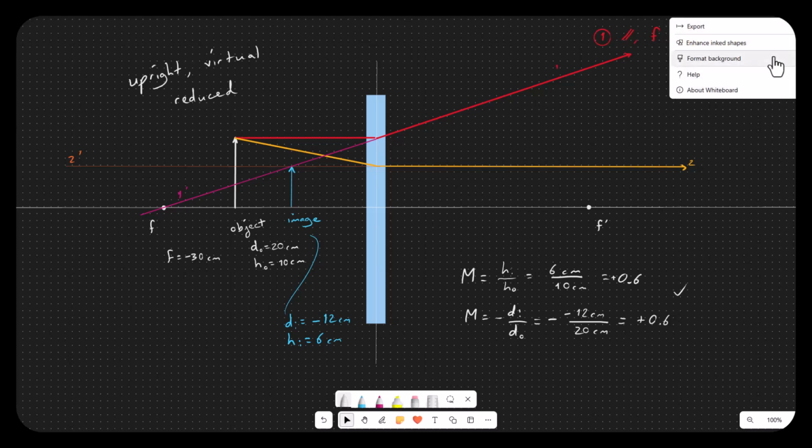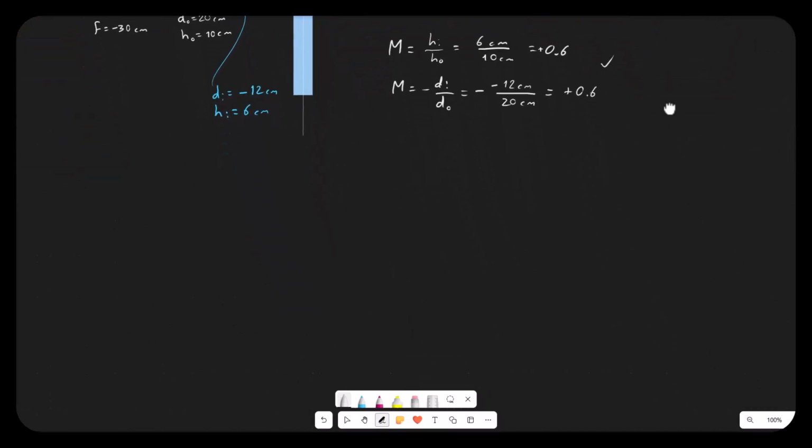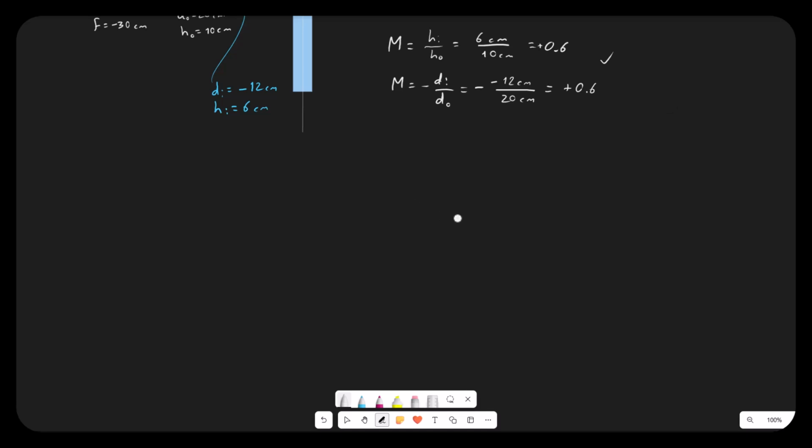So some summary. And let me get rid of this background. In summary, for a concave lens, I'm always producing a virtual image, always an upright image, always a reduced image. And that is regardless of whether my object is inside the focal length, outside the focal length, or right on the focal point.